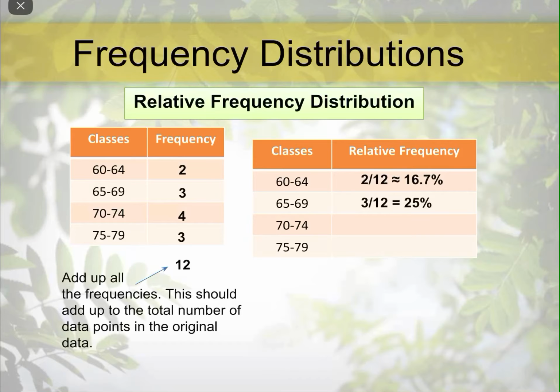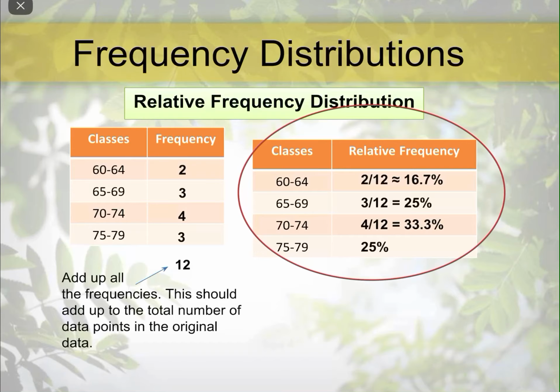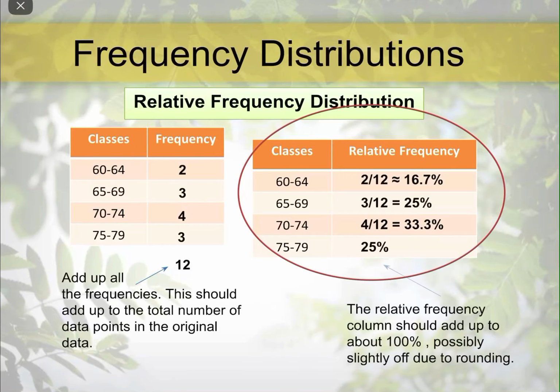You might want to look at your homework system. Some of them want the answers listed as percents, and some of them want the answers listed as decimals. You just kind of have to adapt from question to question or textbook to textbook. Okay, calculating the rest of these, we get 33.3 and 25. And these percentages should all add up to about 100%. If there were no rounding whatsoever, it would add up to 100%, but there's usually a little bit of round off error here.